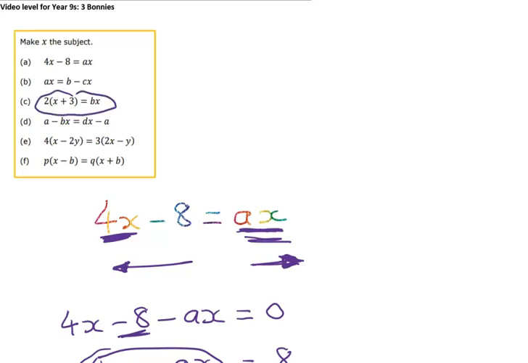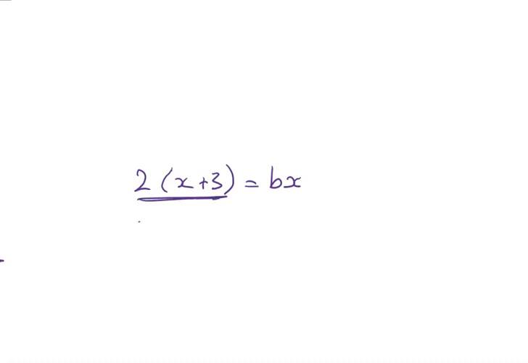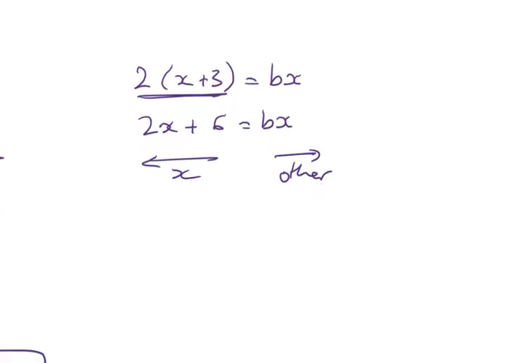I think the first thing that we're going to do here is expand the brackets and then proceed as before. So 2 times x plus 3 is equal to bx. We can expand this and that will give me 2x plus 6 is equal to bx. Now we've got the same thing that we kind of had before. It doesn't matter which way we go here. I'm going to again get the x stuff this side and the other stuff over there. So I'm going to start by subtracting bx. So 2x minus bx plus 6 is equal to 0.